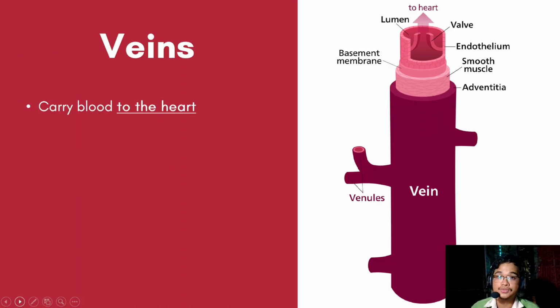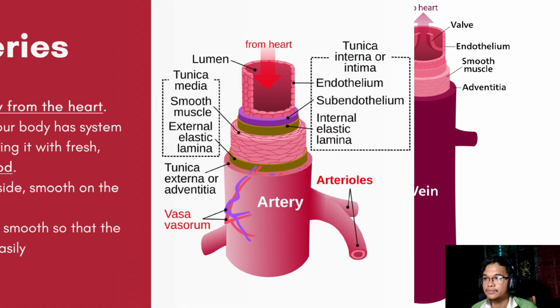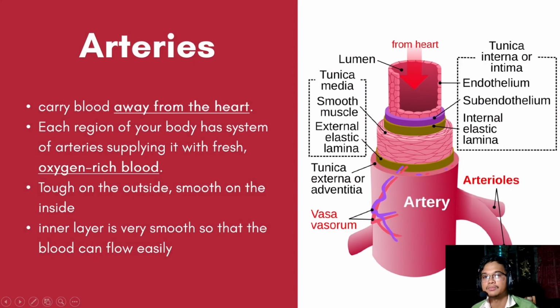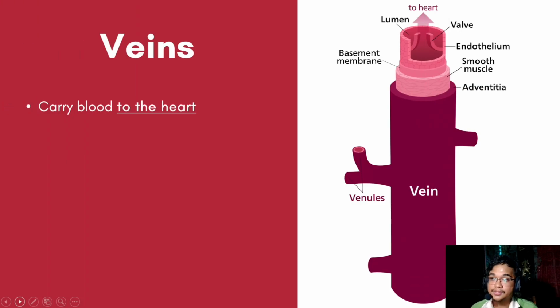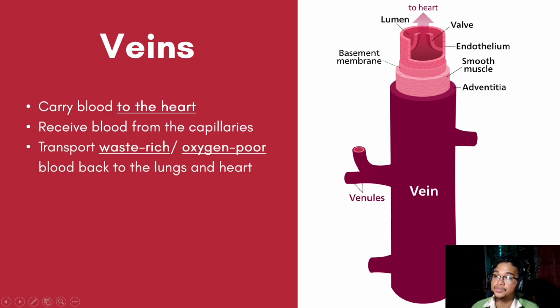So, in contrast, we have the veins. Previously, the arteries supplied blood through the body, so they have to let blood flow really easily. Here we have the veins, which carry blood to the heart. As they carry the blood to the heart, they receive blood from the capillaries. So they transport waste-rich, oxygen-poor blood back to the lungs and heart.